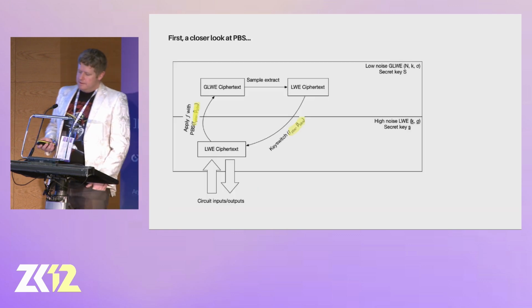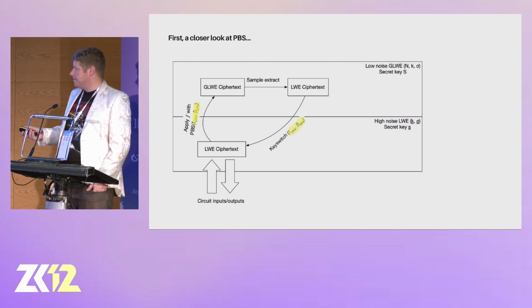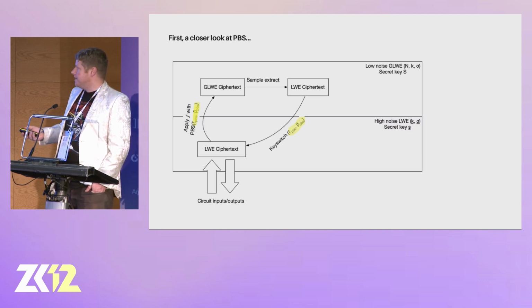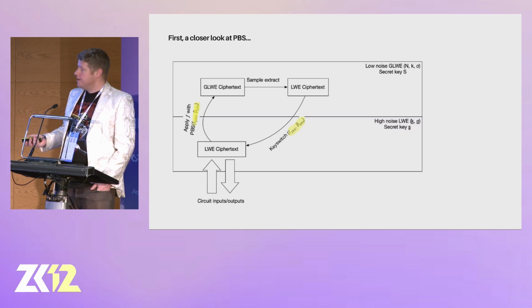So to get started, let's look at how programmable bootstrapping works. You start with an LWE ciphertext that encrypts one or more bits of data, and then you apply a negacyclic function f while you're also resetting the noise in the ciphertext, and then you do some other things I'm not really going to talk about.